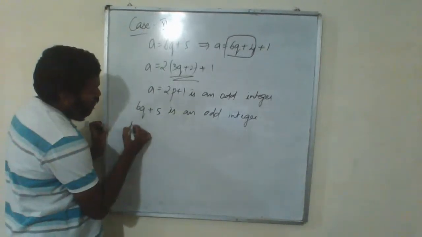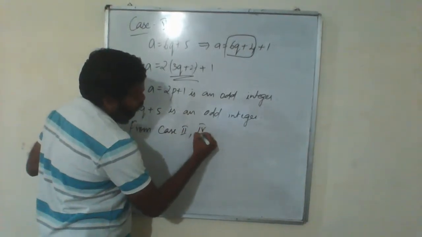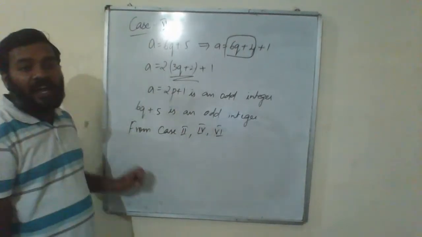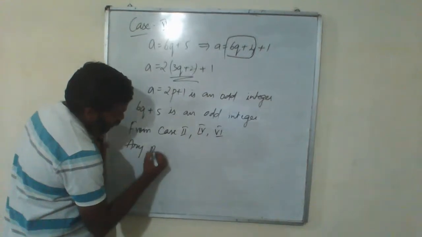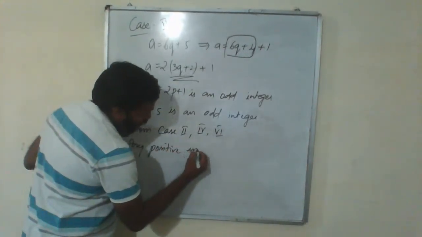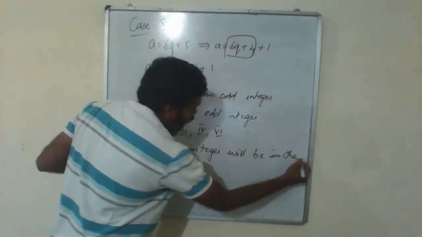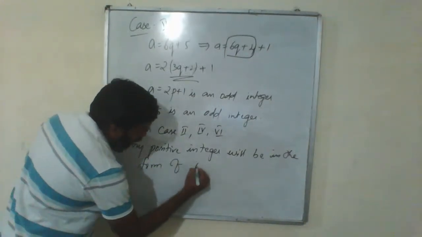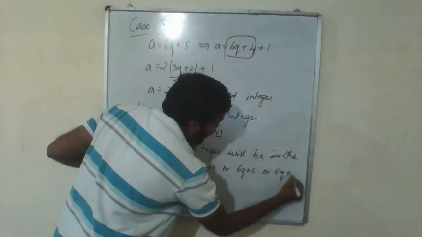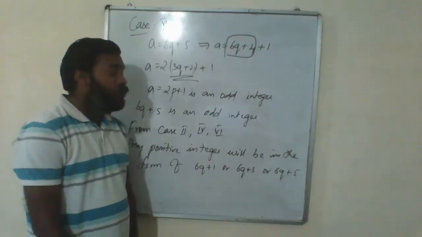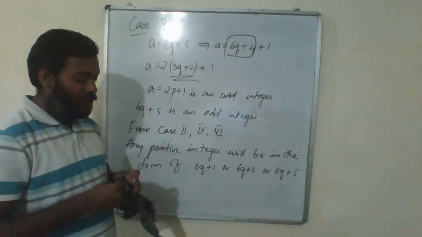From cases 2, 4 and 6, you can say that any positive integer will be in the form of 6q plus 1 or 6q plus 3 or 6q plus 5, hence by using Euclid's division algorithm. This is how we will be proving whatever the general forms are given.